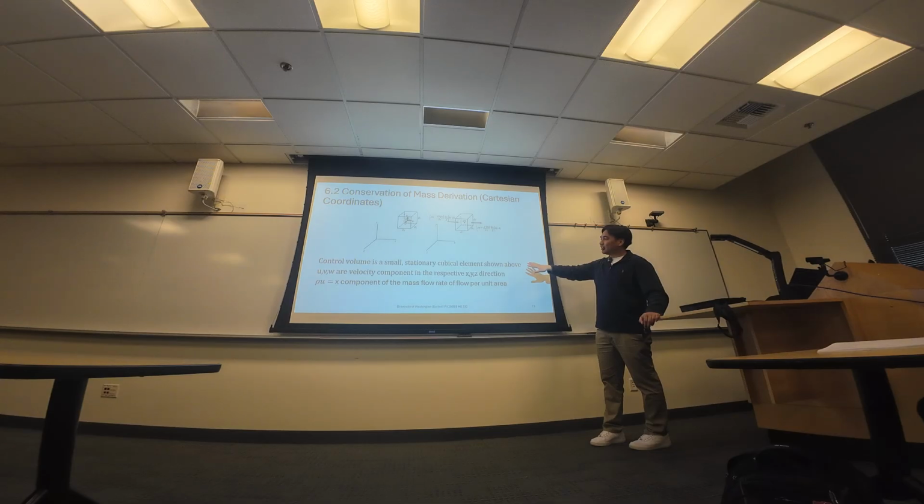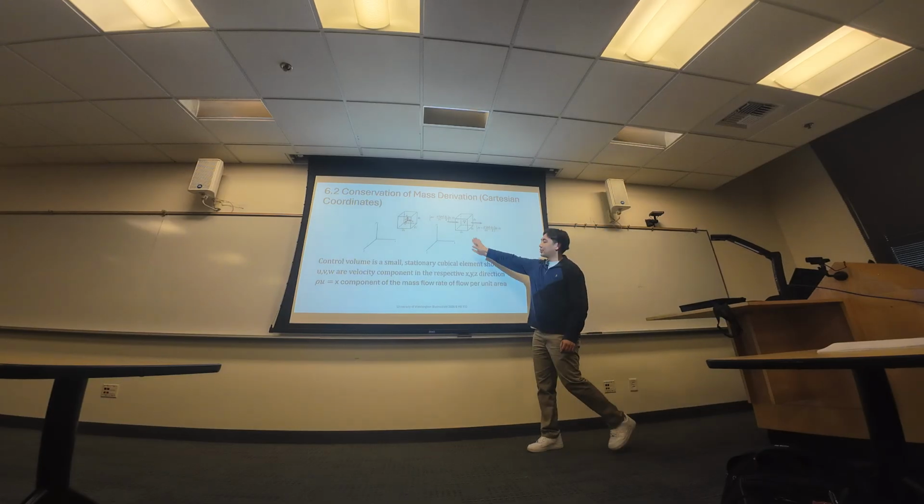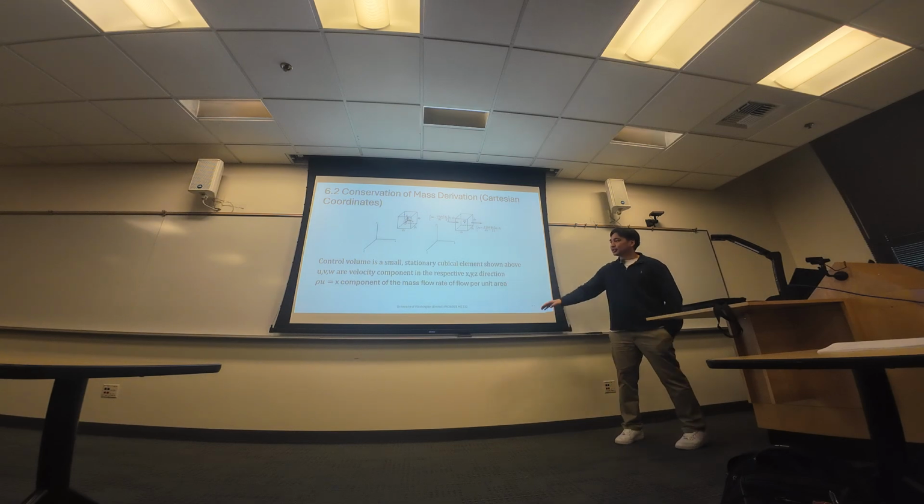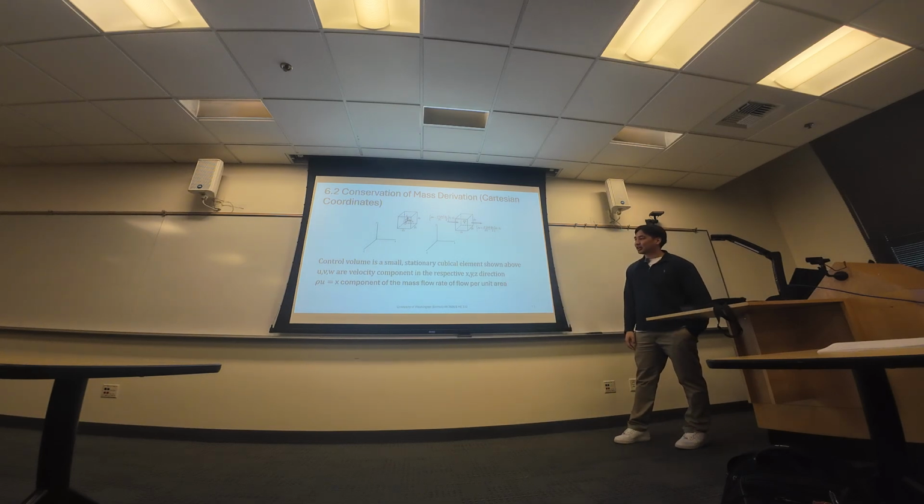So assumptions we make: the control volume is a small, stationary cubical element like the one shown above. Like I said, U, V, W are velocity components in their respective x, y, z directions. And then this rho U is essentially the x component of the mass flow rate per unit area.